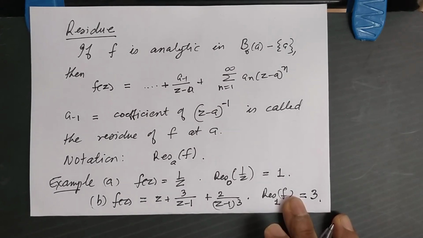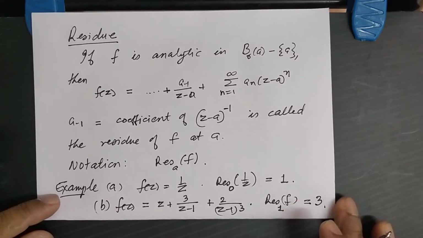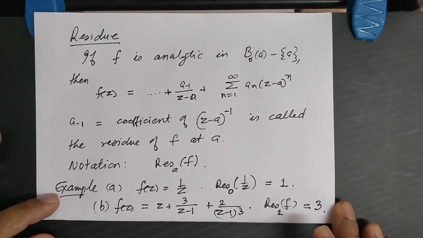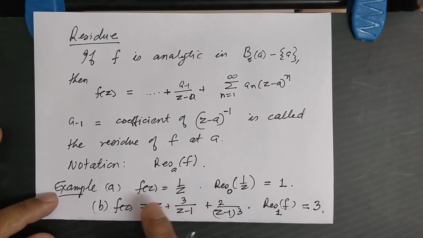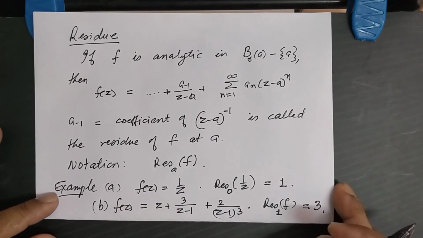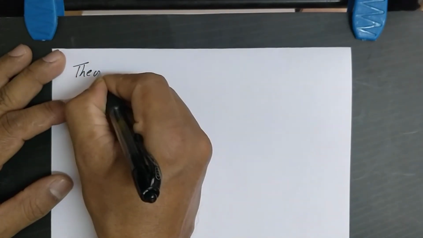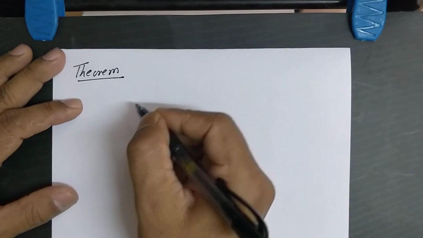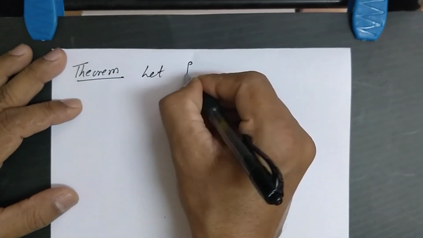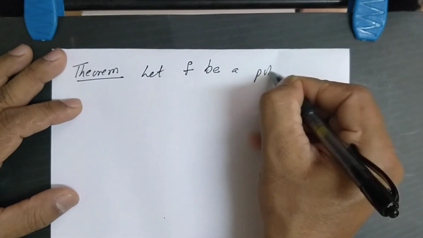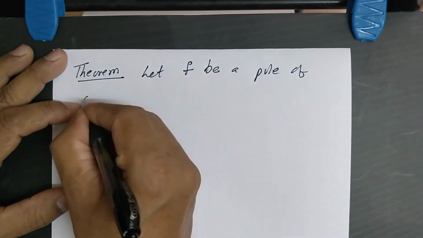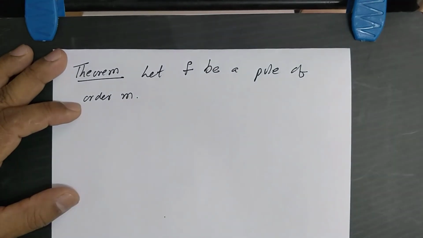Now I will state the residue theorem, and before I state it, I'll give a formula for working out the residue of something which is not as easy to see. So there is a theorem, and the theorem is the following. Let f have a pole of order m.